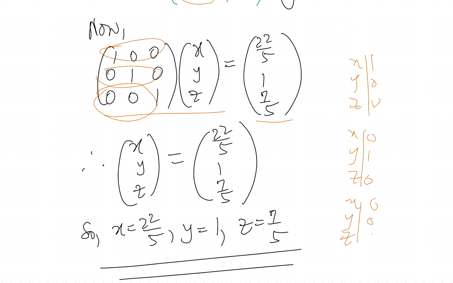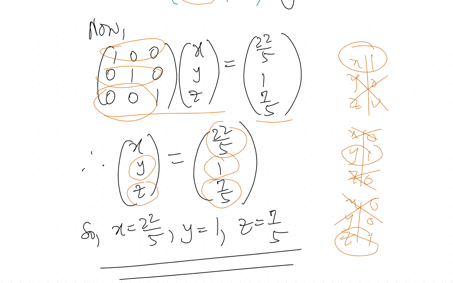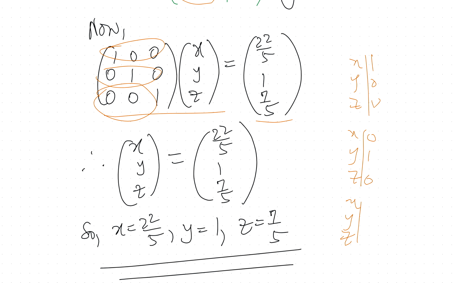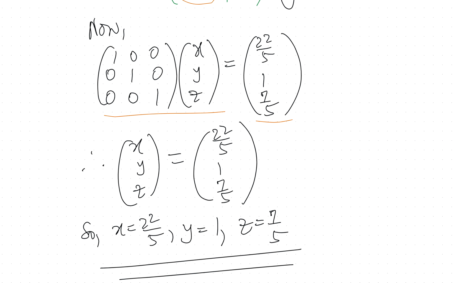So here you just have X, all this will go. Here you have only Y, this and this are gone. Here you have only Z, and these are gone. So that's why X is 22 over 5, Y is 1, Z is 7 over 5, just like we got for Gaussian elimination, except that we had to do a bit more arithmetic. So whatever you want, you have it, whether Gaussian elimination or Gauss-Jordan. Gauss-Jordan takes more steps, but at the destination, things are obvious. The results are direct. You can see them.